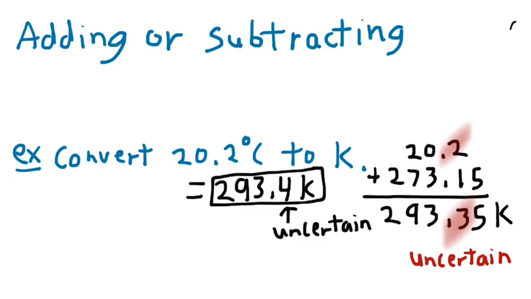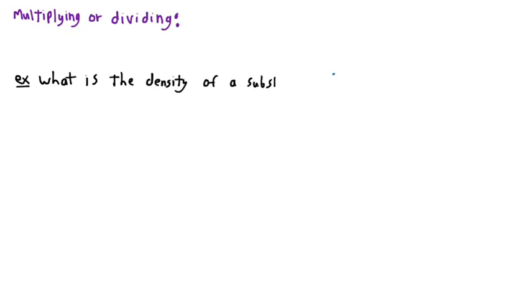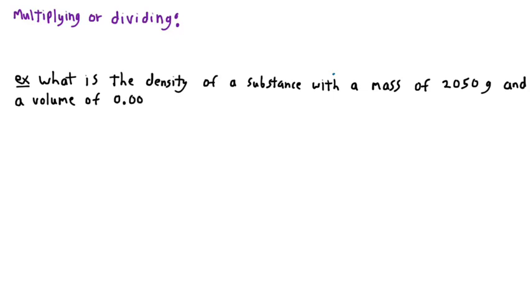Multiplying and dividing is a little bit different. So when you're multiplying or dividing, because the decimal moves around when you multiply or divide, you need to count significant figures. So for example, what is the density of a substance with a mass of 2,050 grams and a volume of 0.001010 kiloliters?